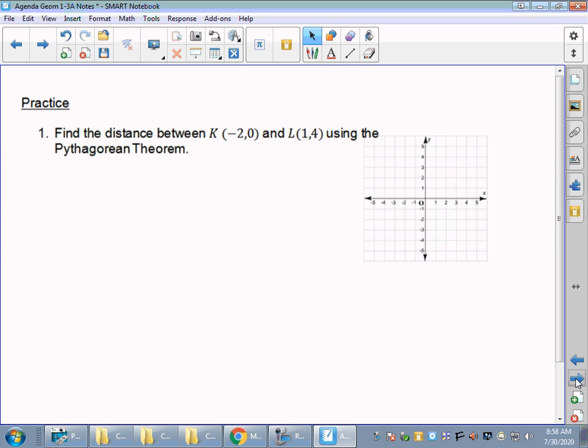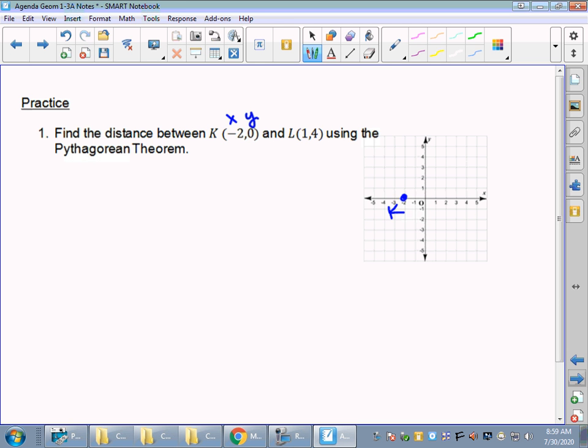So let's talk about this. If I give you a problem like number 1, find the distance between K and L using the Pythagorean theorem. I'm telling you what to use because I want you to see what it looks like. You might not like this, but that's all right. We can do it one time and endure it. So the first thing I'm going to ask you to do is to plot K and L. K is at -2, 0. Everybody remembers it's X first and Y second, right? So back to -2, up 0.